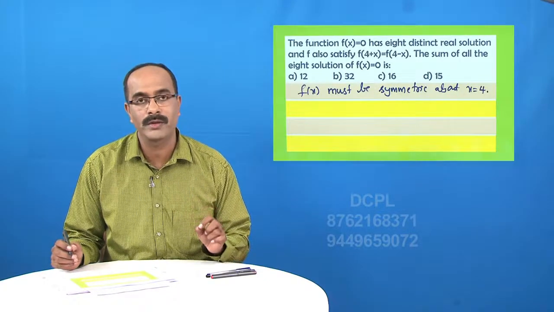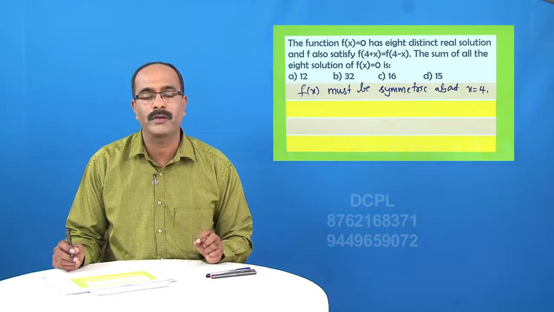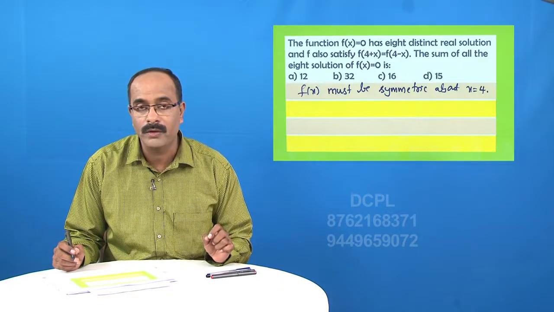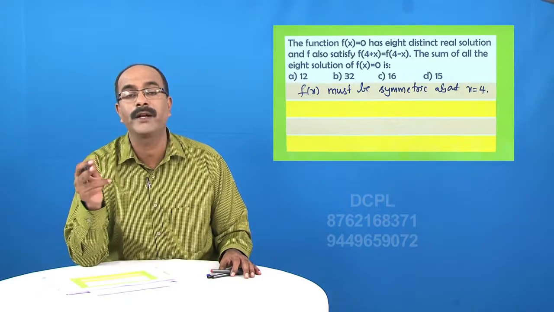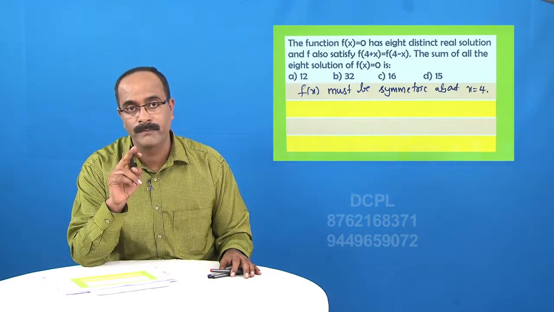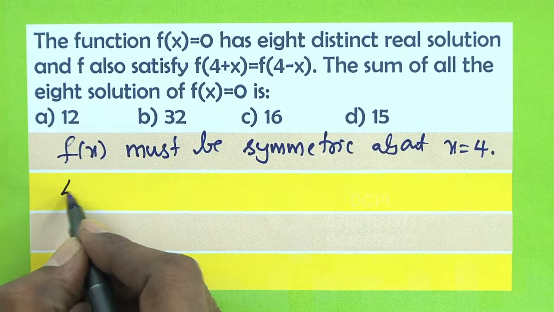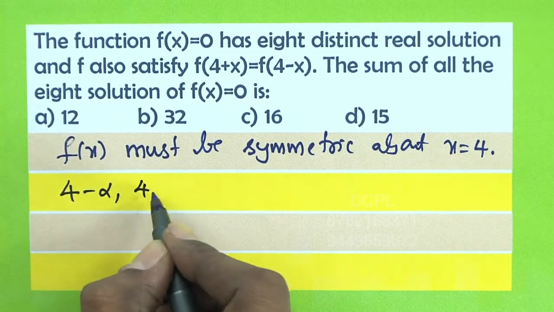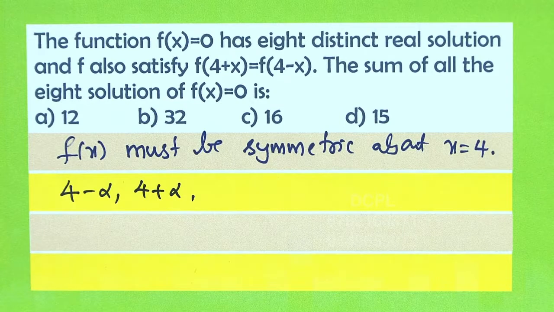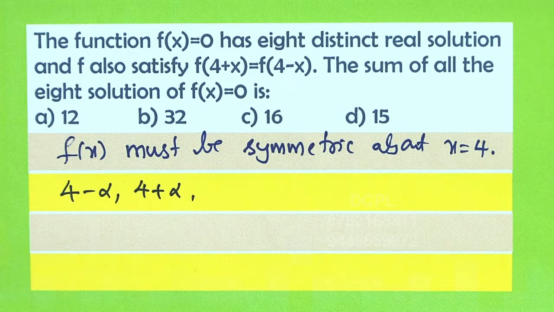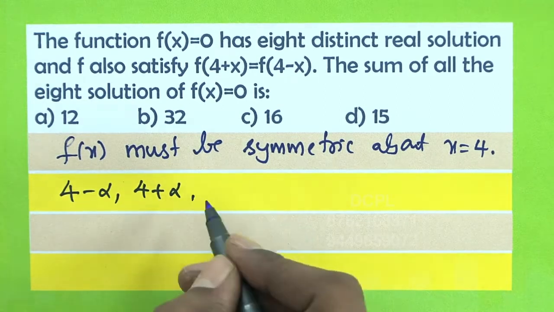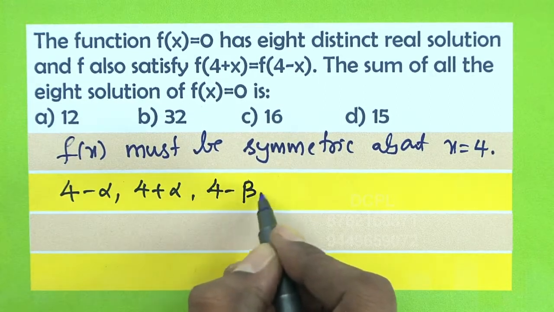So, how will be the roots? Suppose f of x is equal to 0 are the roots. For f of x is equal to 0, let us say if one root is 4 minus alpha, another root will be 4 plus alpha. Is that correct? But it has got 8 distinct solutions. Therefore, the next can be 4 minus beta, 4 plus beta.